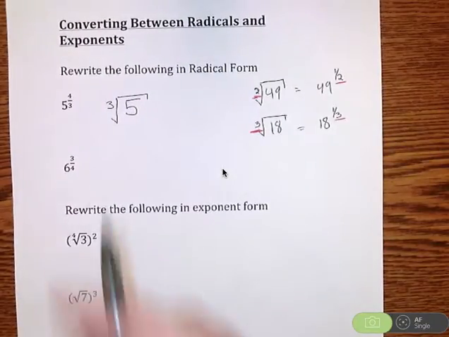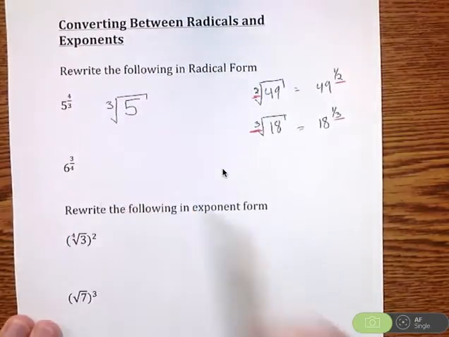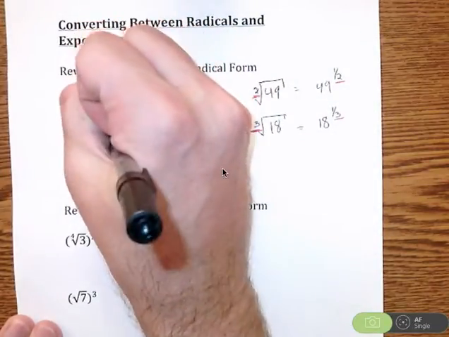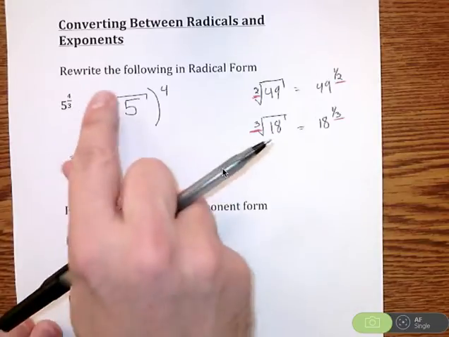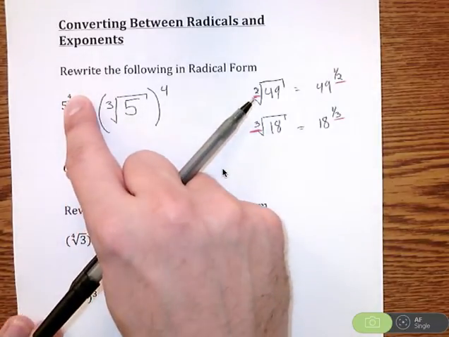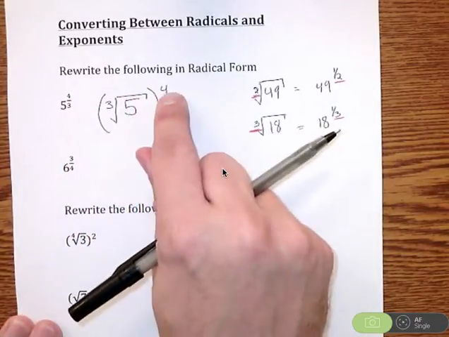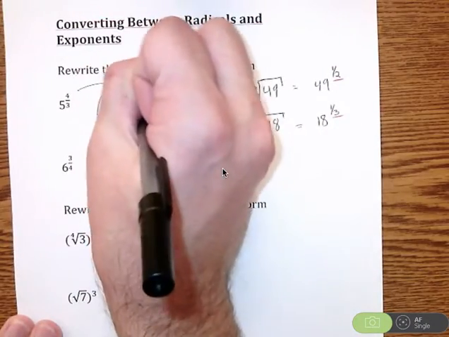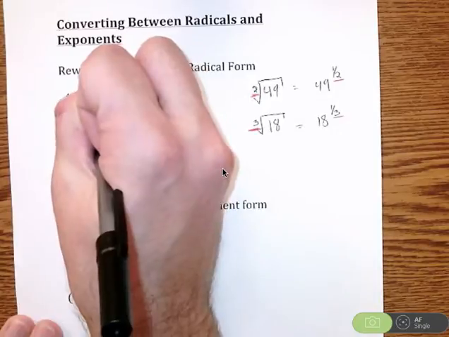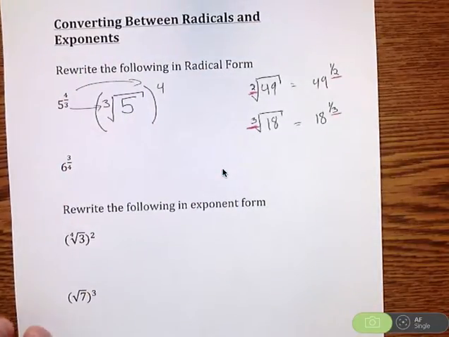So then the question becomes, what happens with that 4, that top number? That top number is just going to stay outside. That's like if we ignored everything, that's like 5 to the 4th power. Well, everything to the 4th power. So the top number stays on the outside. The bottom number goes to the root.